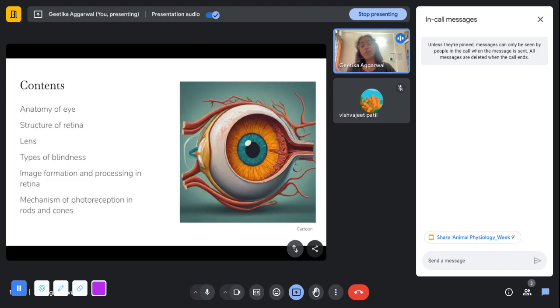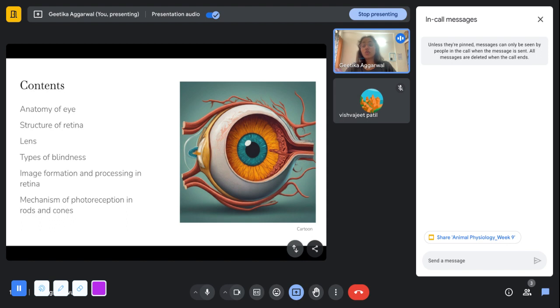In this week, we majorly talked about vision as a sense and eye as a sensory organ. And we looked at the anatomy of eye, what are the different parts that make up our eyes, what is the structure of the retina, how is the lens formed, how does it function, what are the different types of blindnesses, and how is an image formed on the retina, and what is the mechanism of photoreception in the rods and the cones in our eyes.